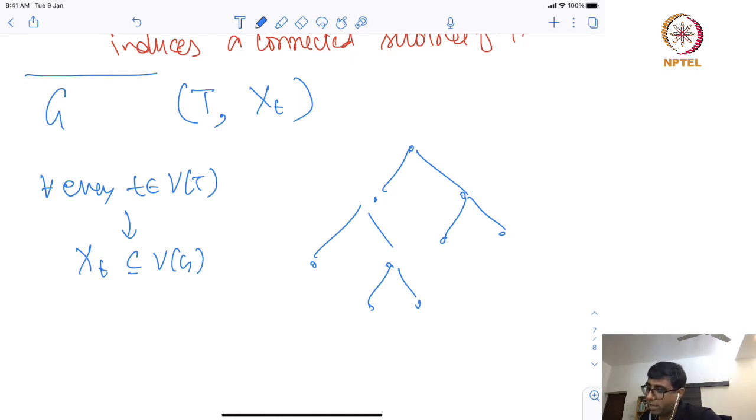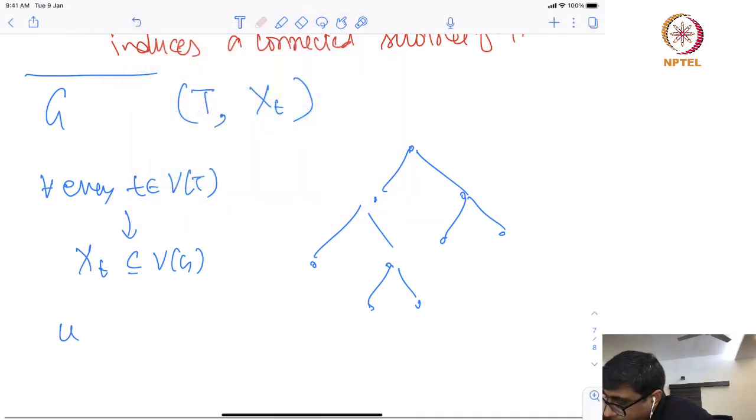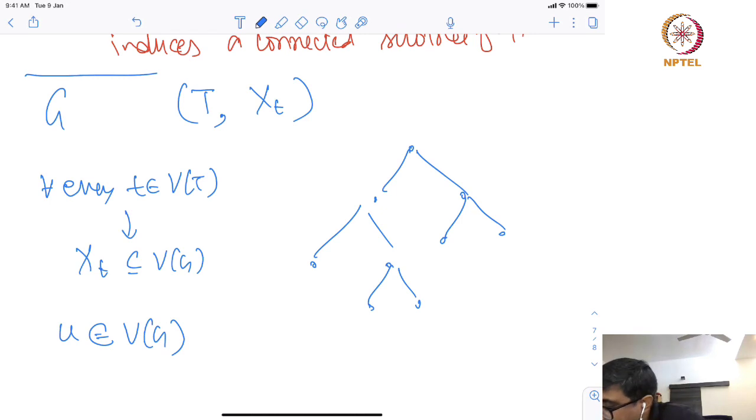But the last property tells us, look at a fixed vertex u in V(G). Now let's look at all those bags that contain u. Suppose u is part of this, and u is part of this. Now look at the tree induced on the red color vertices; that must be connected. So for example, the picture which I have drawn here is not right, because the tree induced on these three red vertices is disconnected. So it means that even this vertex must be included, right?